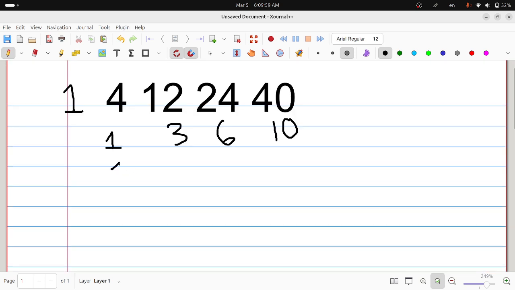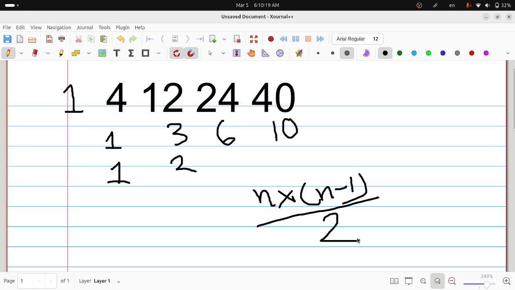Adding 1, then adding 2, n into something, n into n minus 1, something like that, maybe something like that. I don't think it is something like that.